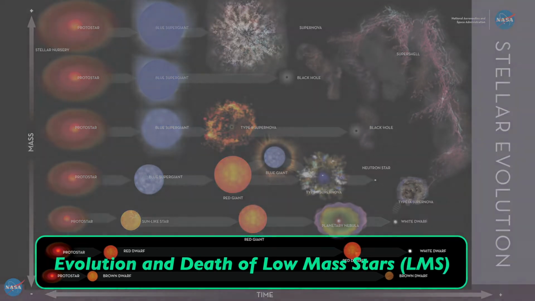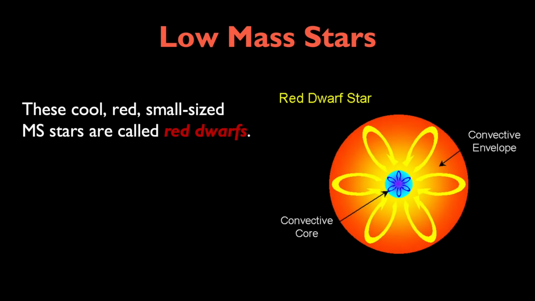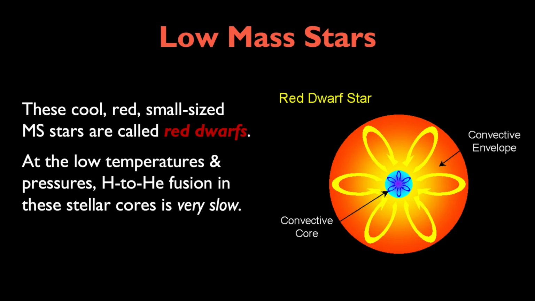Okay, let's get started with the evolution and death of low-mass stars. When we think about the cool, red, smaller main sequence stars, we're talking about stars called red dwarfs. The cores of these stars have temperatures and pressures that are relatively low, resulting in the extremely slow rate of thermonuclear fusion. Hydrogen is being fused into helium in the core, sure, but very, very slowly.